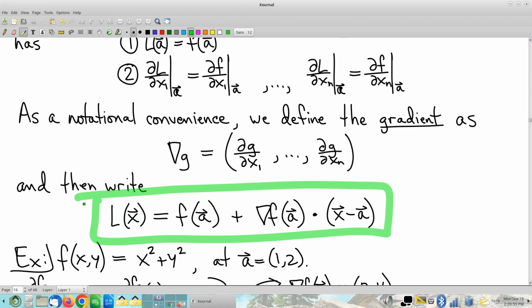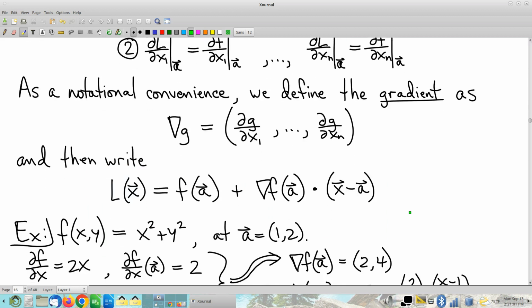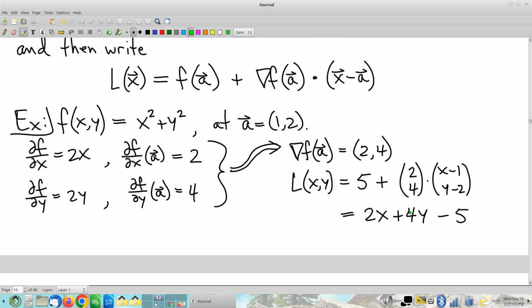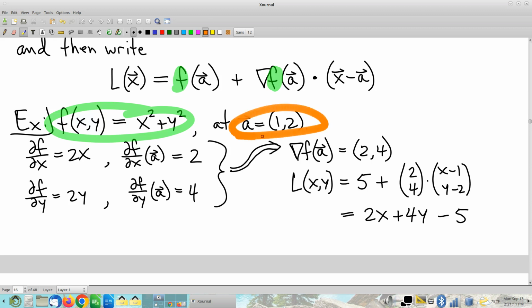Okay. All right, everybody good? All right, this next example is very pluggy-chuggy. I'm given a function f. That's the function I'm going to use there. I'm given a point a. That's what I'm going to plug into the function. That's where I'm going to evaluate the gradient. That's what I'm going to subtract off from x. And it's really just a matter of computing at this point.